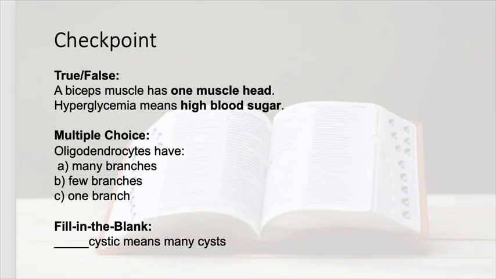First, true or false? A biceps muscle has only one muscle head. If you said false, that is correct. We know that biceps, bi means 2. So a biceps muscle has 2 muscle heads. Hyperglycemia means high blood sugar. This is true. We know that hyper means high. Hypo would refer to low blood sugar.